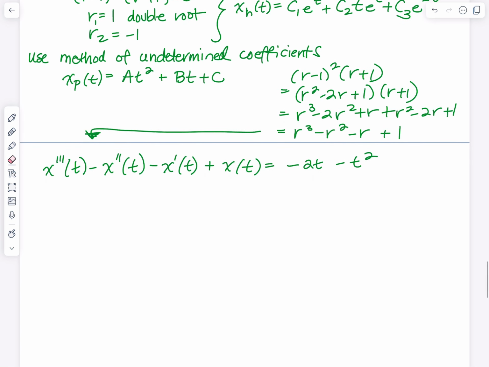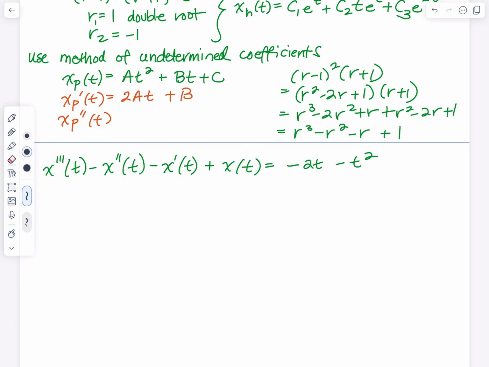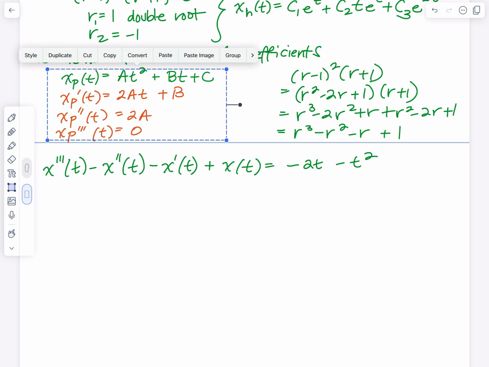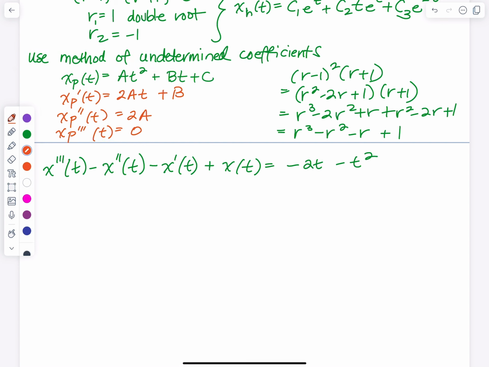plugging that in, we have xp prime of t is equal to 2at plus b, xp double prime of t is equal to 2a. And of course, our third derivative of that proposed solution is 0. Okay, so we will plug those in here.